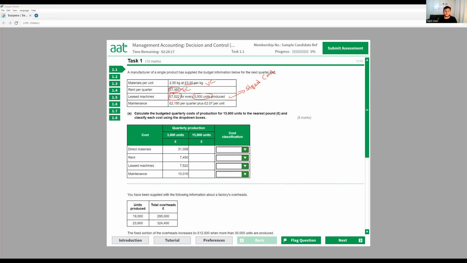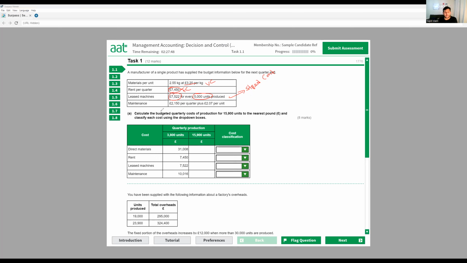But if I make 5,001 units, for the first 5,000 the cost will be 7,522, and for the 1 extra unit, the cost will be again 7,522. That means for every 5,000, my cost will be 7,522. That's my step cost. It is fixed until a certain amount or until a certain period.